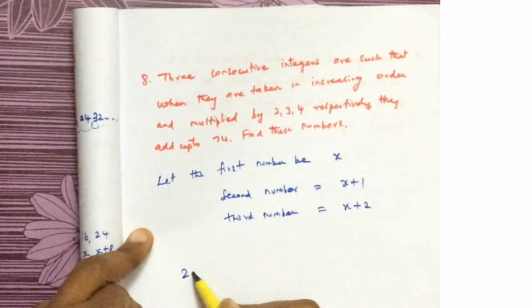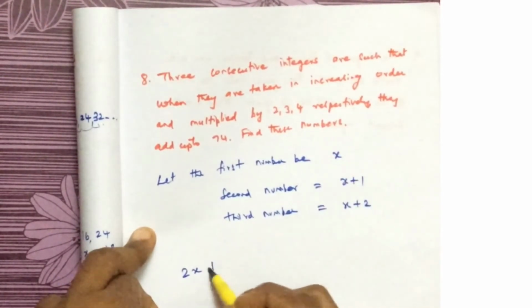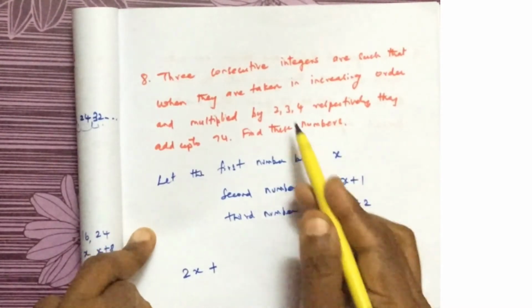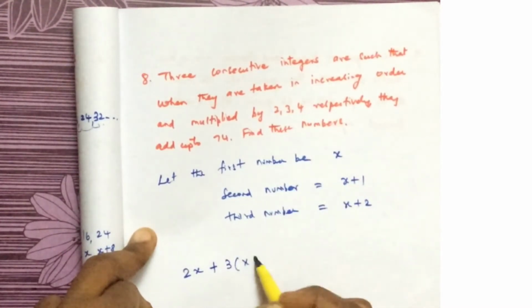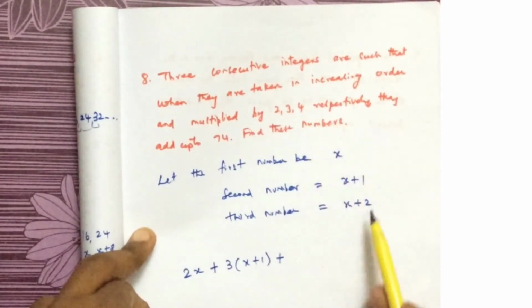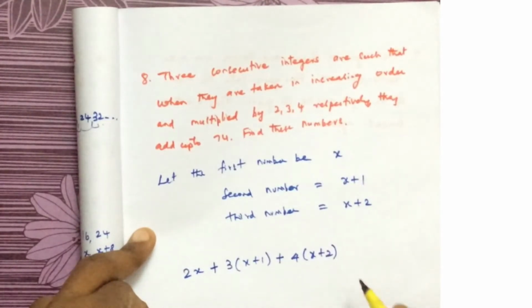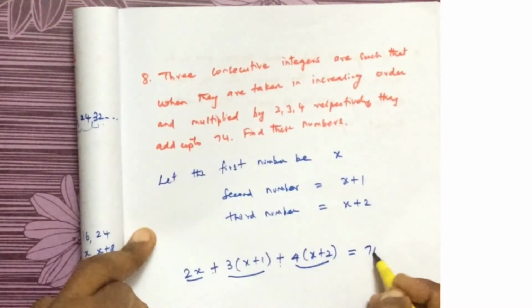So what is 2x? This x is multiplied by 2, plus x plus 1 is multiplied by 3. So 3 multiplied by x plus 1, plus, and the third number is multiplied by 4, 4 multiplied by x plus 2. If you add these, first, second and third, you will get 74.